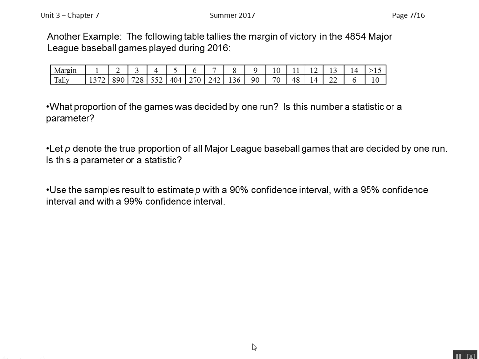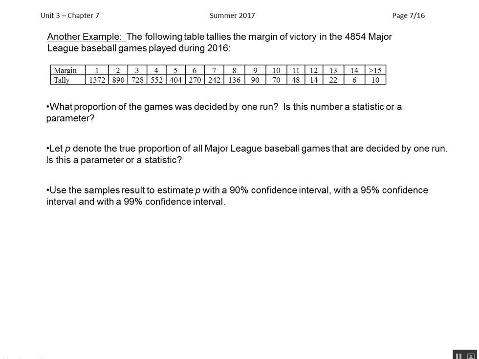In this video, I want to show you how to do a proportion interval, that's a confidence interval, and how to estimate the population proportion. I'm taking data out of the outline for Chapter 7 on page 7, and this shows the margin of victory on all of the Major League Baseball games played in 2016.